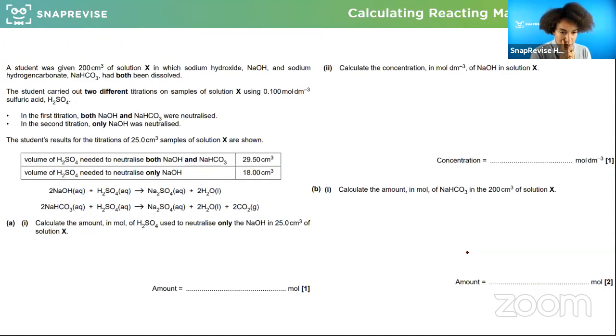So in the first titration, both NaOH and sodium hydrogen carbonate were neutralized. In the second titration, only the sodium hydroxide was neutralized. The students' results for the titrations for 25 cm³ of solution X are shown. Calculate the amount in moles of sulfuric acid used to neutralize only the sodium hydroxide in 25 cm³ of solution X.